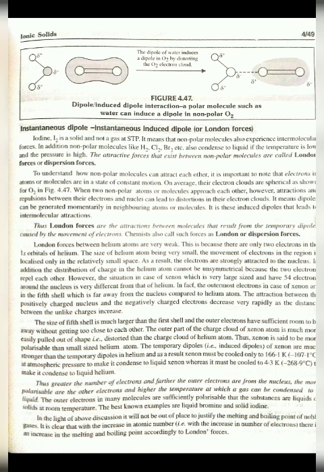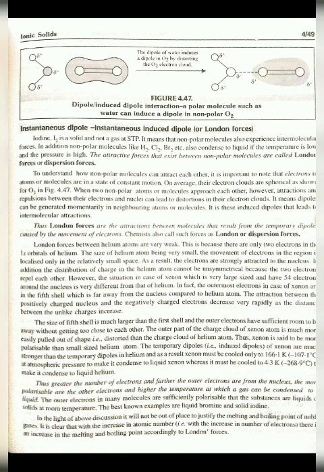The outer part of the charge cloud of the xenon atom is much more easily pulled out of shape, that is, distorted, than the charge cloud of the helium atom. Thus xenon is said to be more polarizable than the small helium atom. The temporary dipoles, that is, induced dipoles, of xenon are much stronger than the temporary dipoles in helium, and as a result xenon must be cooled only to 166.1 Kelvin, minus 107.1 degrees Celsius, at atmospheric pressure to condense to liquid xenon, whereas helium must be cooled to 4.3 Kelvin, minus 268.9 degrees Celsius, to condense to liquid helium.